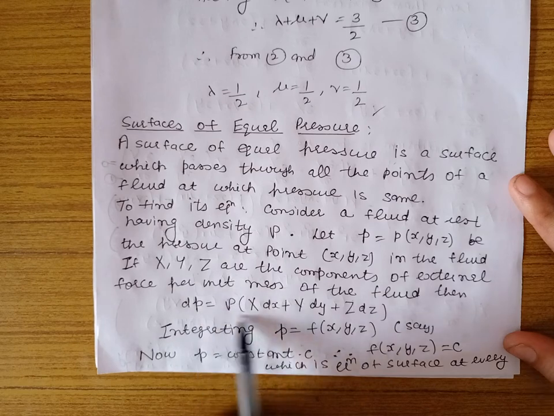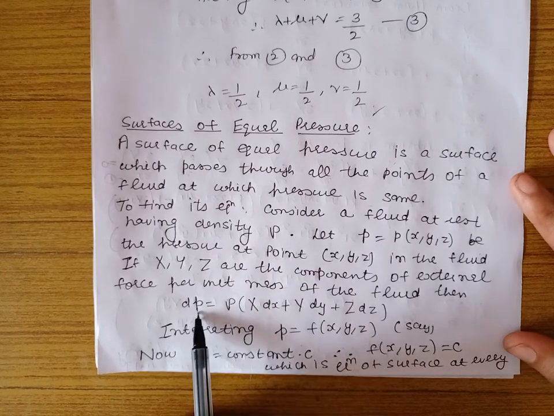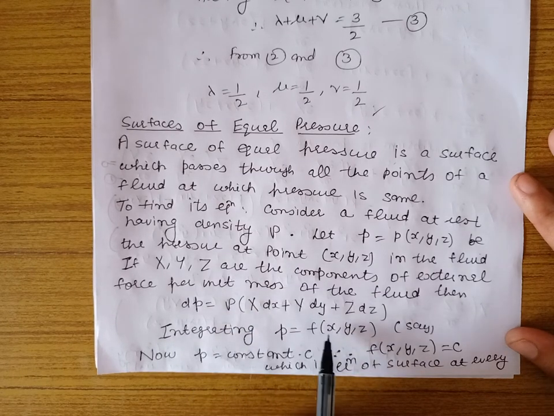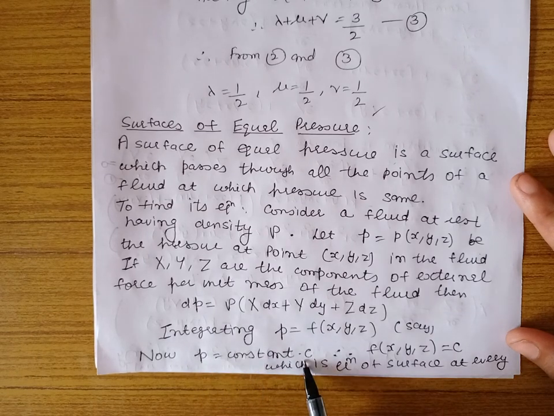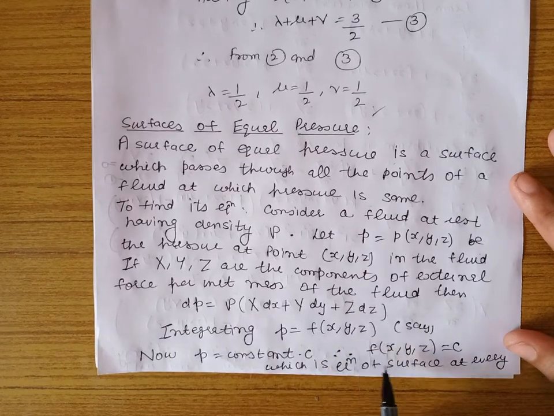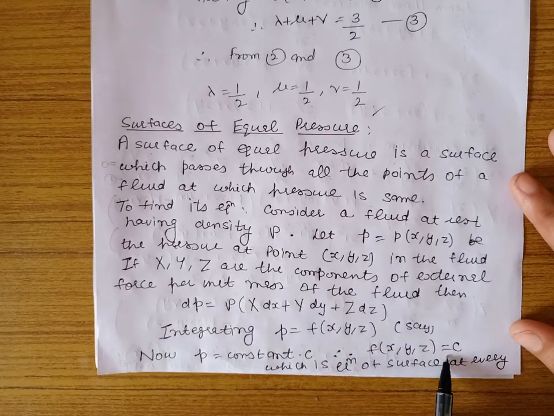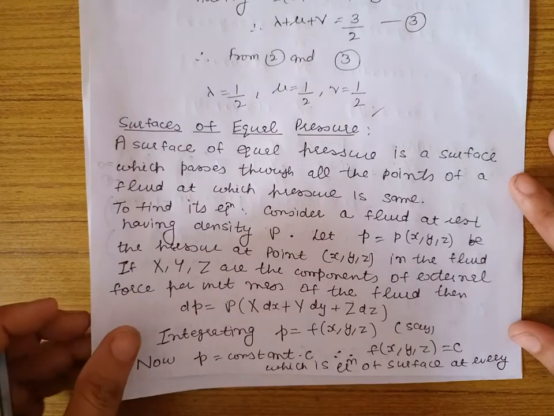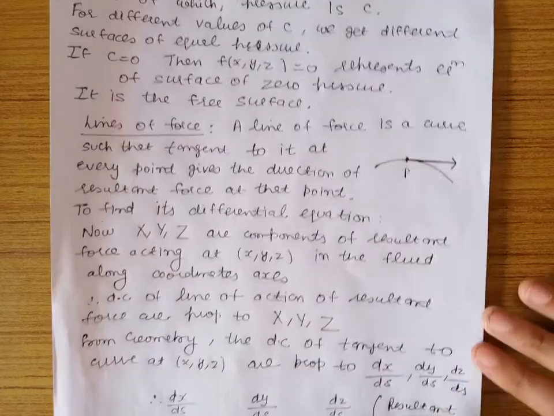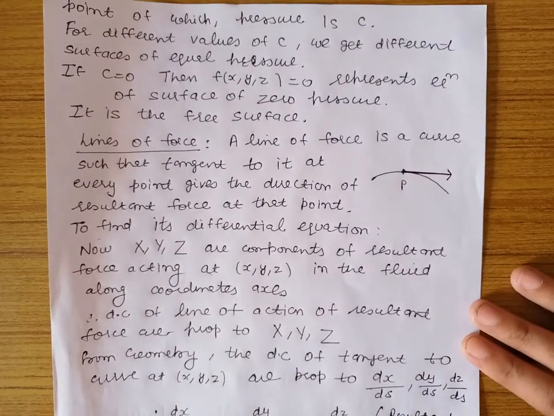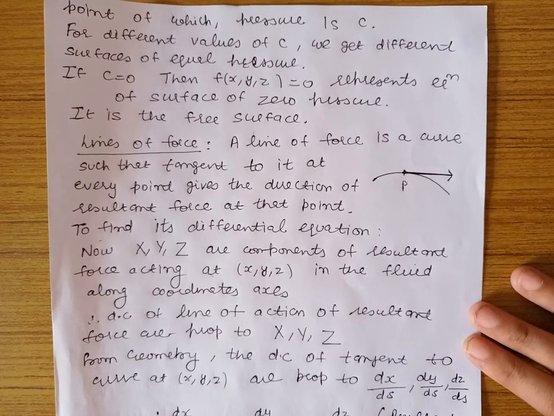Now, integrating this equation, we get P as some function of x, y and z. Now, because pressure is same at every point, we can take P is equal to C. So this equation will become function of x, y, z is equal to C. So this is the equation of the surface at every point of which the pressure is C. For different values of C, we get different surfaces of equal pressures.